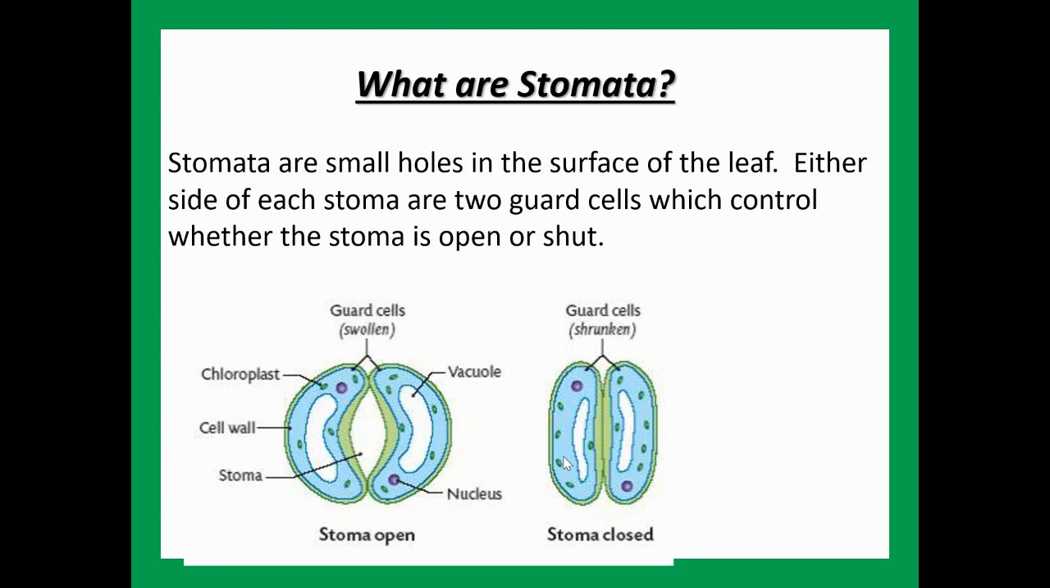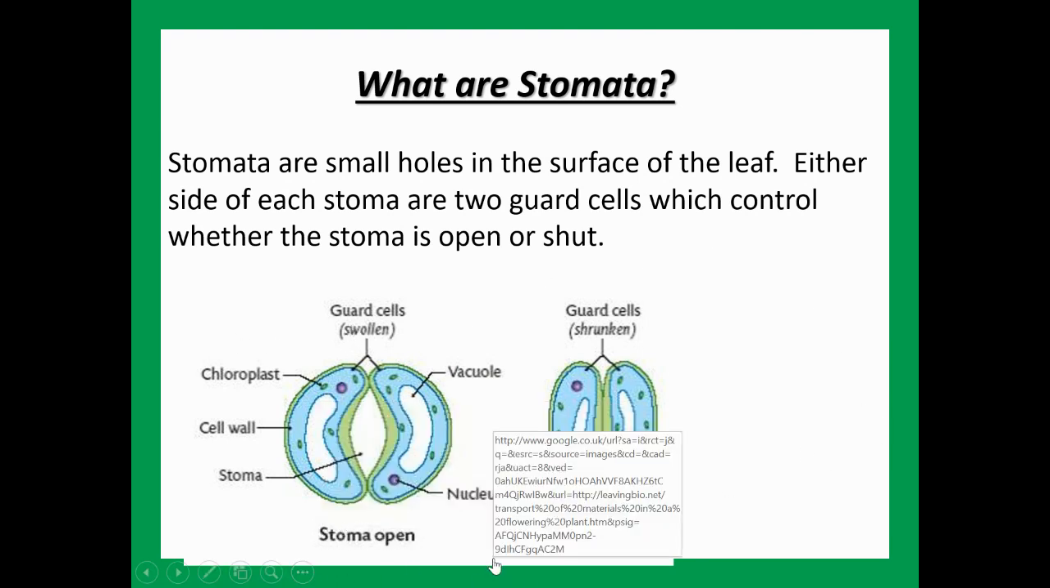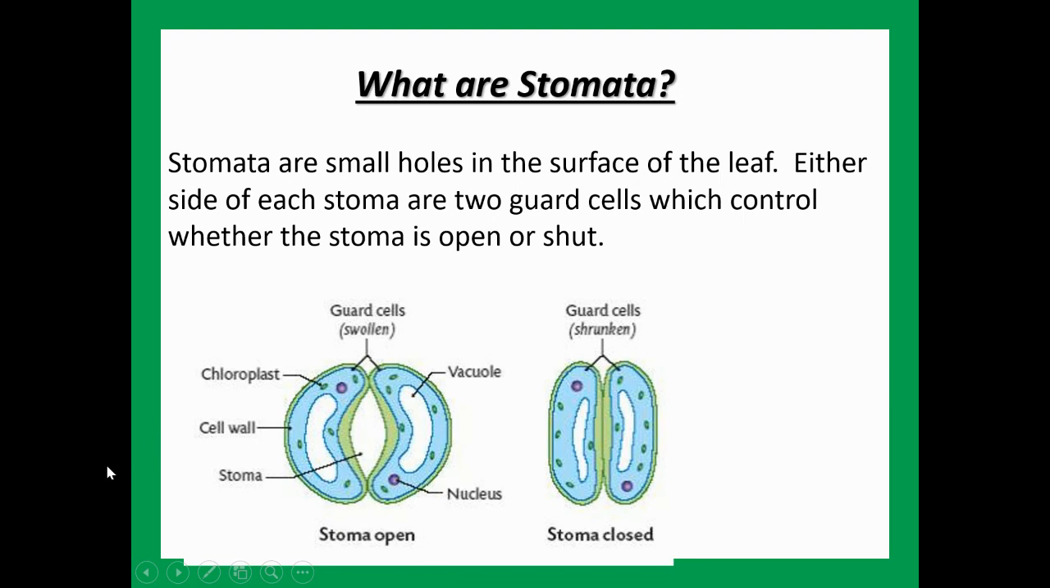Right, what are stomata? Stomata are holes in the surface of the leaf. Either side of the stomata are two guard cells, which control whether the stomata are open or shut. Okay, we've seen this diagram before in the previous lesson. What I'd like you to focus on right now is the fact that when a stomata is open, the guard cells are bent, and when the stomata is closed, they are kind of pressed together, and there is no opening on the inside. You can't get through. So this is when a stomata is closed.